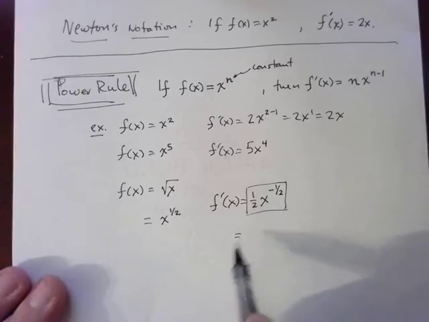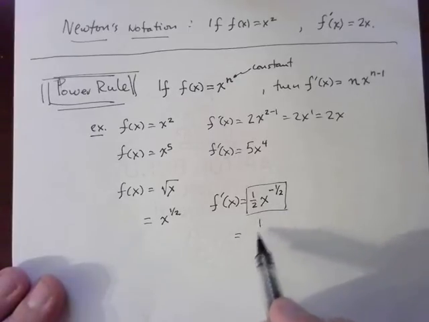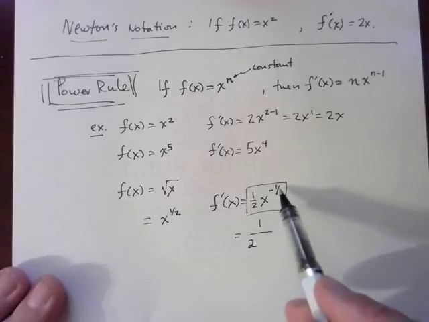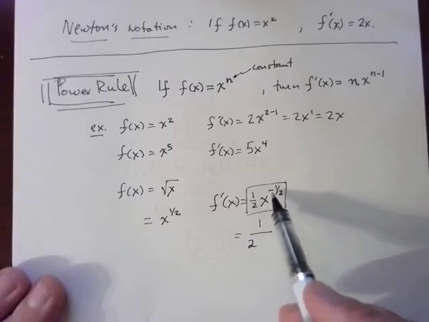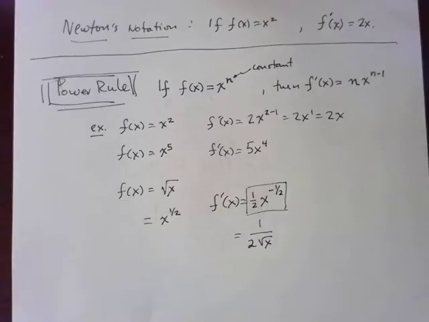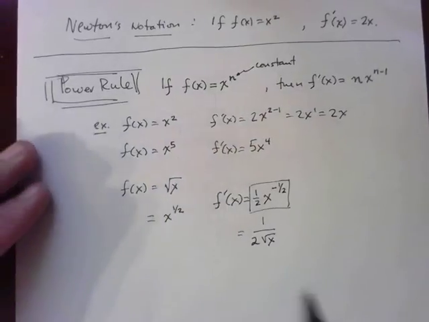But if we're going to plug numbers into it, it's also good to recognize that this negative 1/2 puts the x in the denominator and turns it back into a square root. So it's also 1/2 root x. Okay, one more.